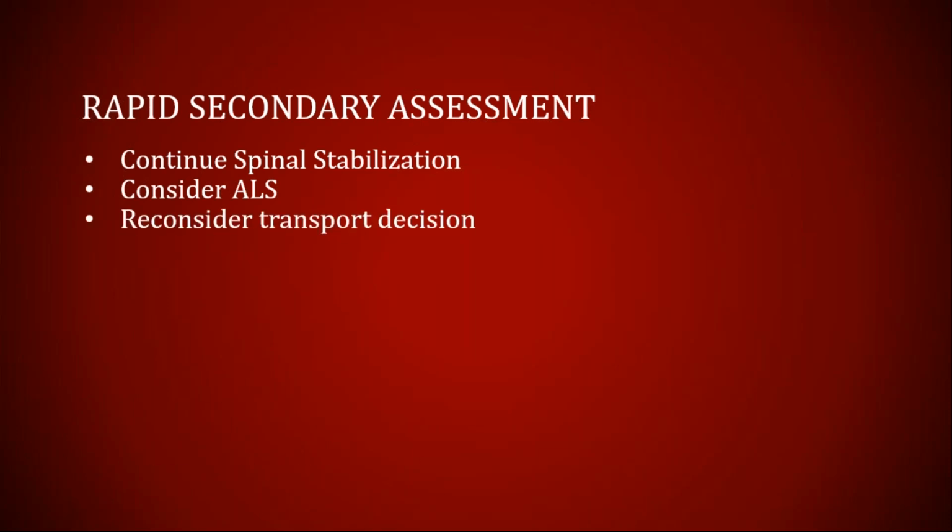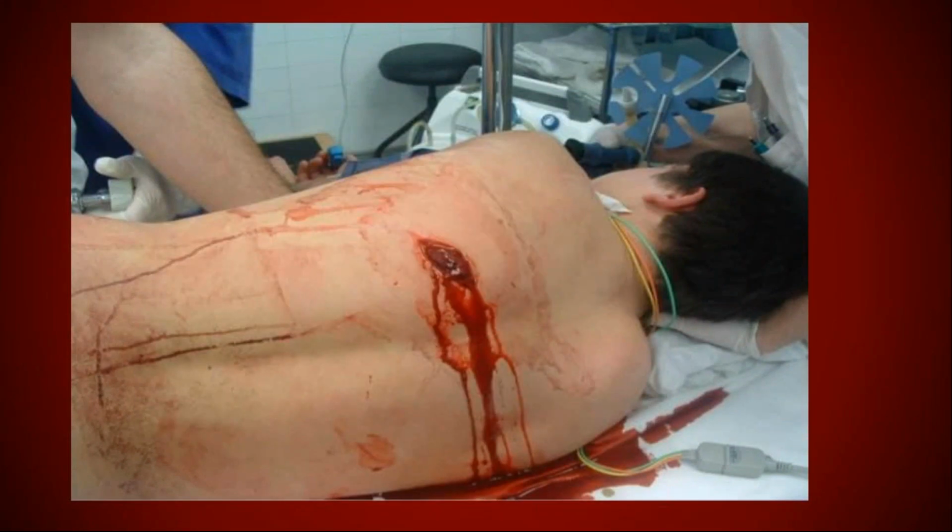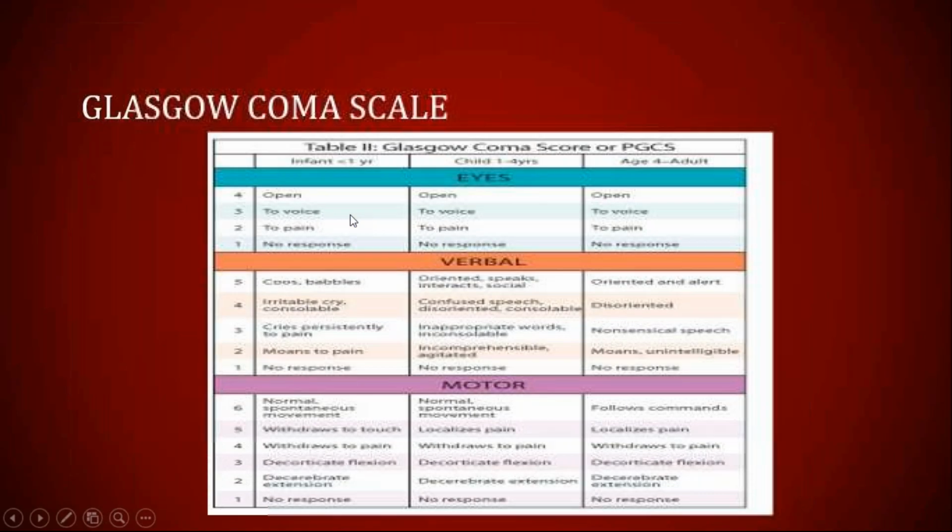Reconsider our transport decision, whether you're going to stay on scene or if it's an immediate patient where you're going to perform that rapid trauma assessment and then get that patient loaded. Reassess mental status and then perform your rapid secondary assessment utilizing that anatomical model where you're going from the head down to the feet and then using and viewing, examining the upper extremities as well.